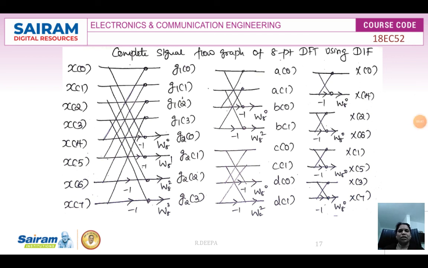So please remember all the 4 structures, and the derivation part also. Be thorough with the first derivation, because definitely one derivation they will be asking in the examination. And one more thing: sometimes they may ask for an 8-point DFT, or it can be a 4-point DFT. Please remember the entire flow diagram, and based on that you can reduce it for N equal to 4. So all these 4 structures will help you to find the DFT and IDFT using the DIF and DIT algorithms.